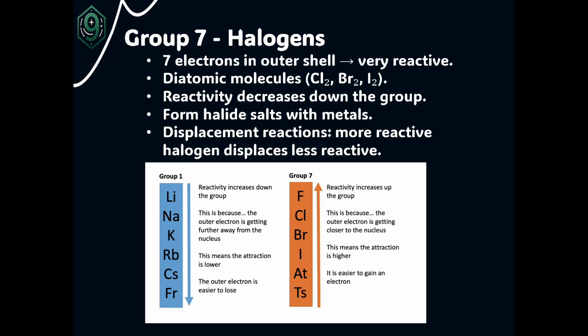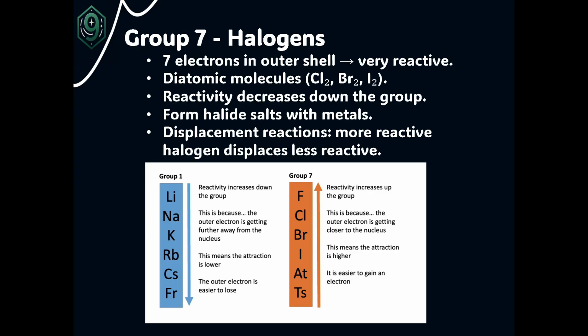Here's their trend. The reactivity decreases as you go down the group. Chlorine is the most reactive, then bromine, then iodine. Why? Because as you go down, the outer shell gets further from the nucleus, so it's harder to attract that extra electron. They react with metals to form halide salts, like sodium chloride. Sodium chloride is table salt.